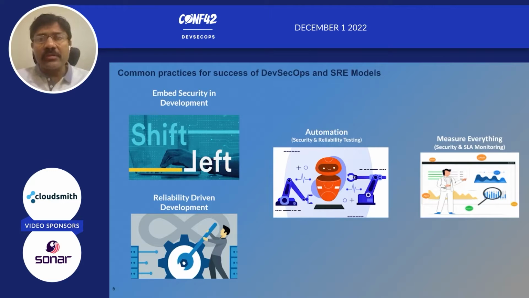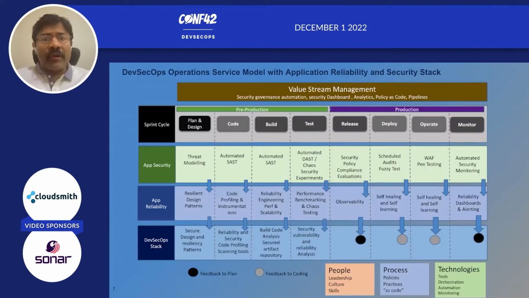Enhancing DevSecOps operations has become the SRE's top priority in light of digital transformation and the continuous escalation of cyber attacks. So all these aspects are very important to making DevSecOps and SRE models successful: embed security in development, reliability driven development, automation, and full stack observability. That's going to enhance DevSecOps operations and lead to the success of the DevSecOps and SRE models. So moving into the operation service model, with DevSecOps you need to embed the reliability and security stack.